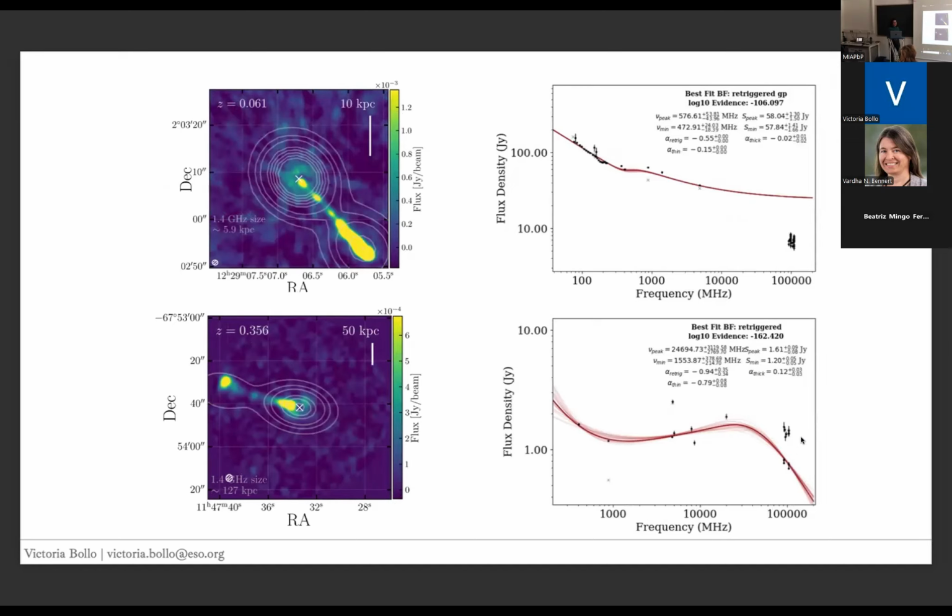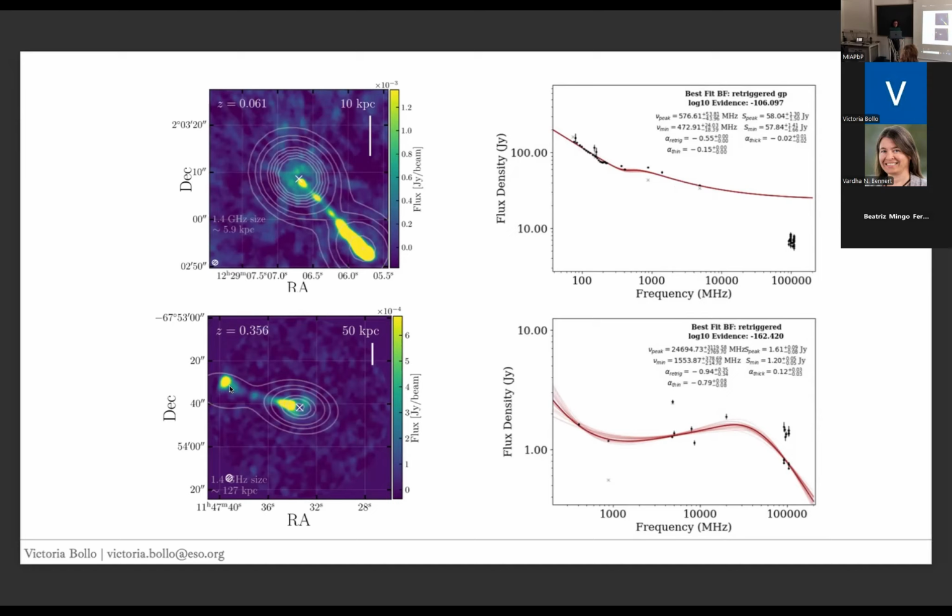These are the two last examples that I would like to show you. Here we have some hotspots that are farther away from the center, so it is brighter at the edge rather than at the center. And if we look at the SED of this one, it seems quite smooth, so that could indicate that this jet was recently launched.